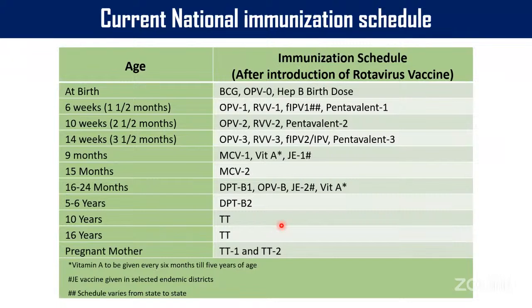So we all know there is a national immunization schedule. It's a very important tool in preventing many life-threatening diseases, not only in immunocompetent children, even in HIV also. At birth, you need to give BCG, OPV, and hepatitis B. At 6 weeks, you have to give OPV. Rotavirus is available now, IPV and pentavalent. Now even pneumococcal vaccine is available in many states. 10 weeks, 14 weeks, second and third doses.